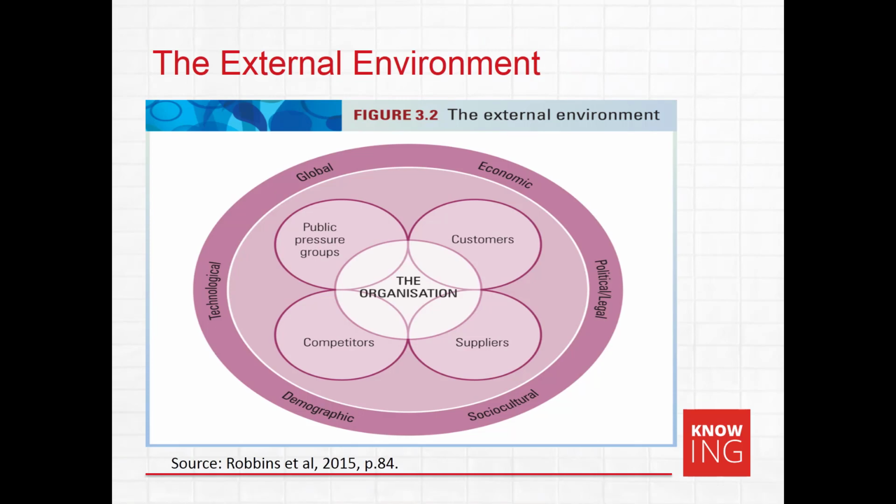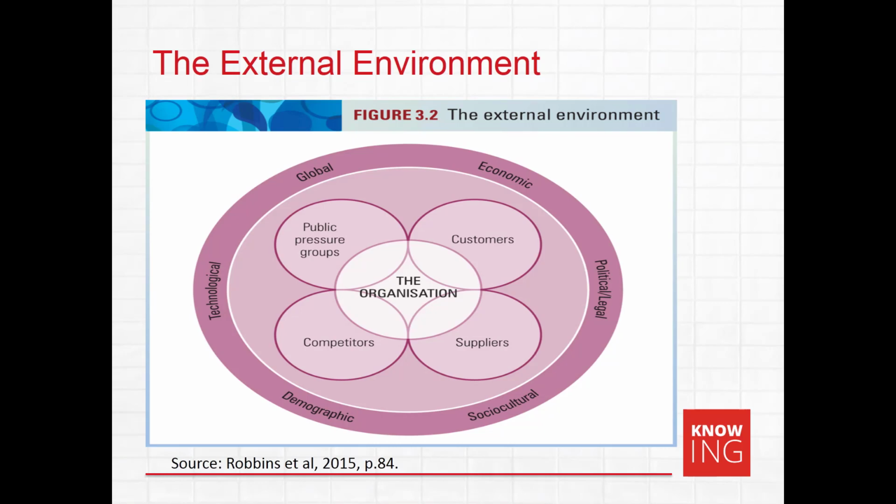Let's begin by considering the external environment in which organisations operate. The diagram on this slide represents a common conceptualisation of the environment in which organisations operate. The external environment consists of the general environment, which is shown on the slide as the outer ring, and the specific environment, which is shown in the middle with the circles intersecting the organisation. The general environment are those parts of the external environment that affect all organisations.